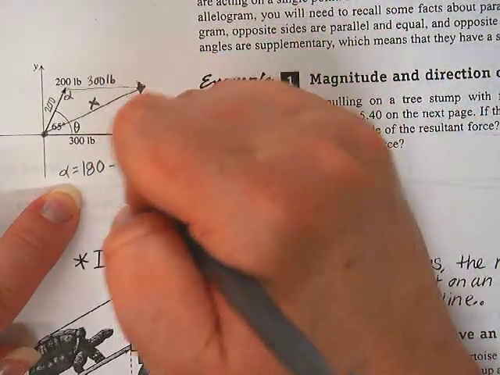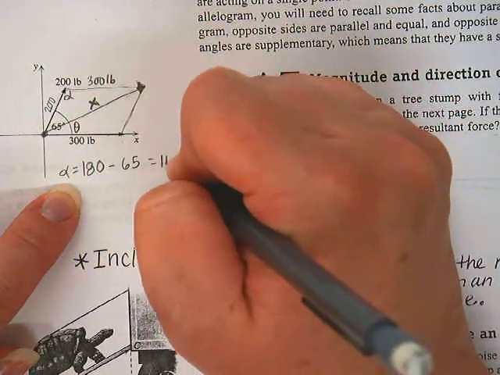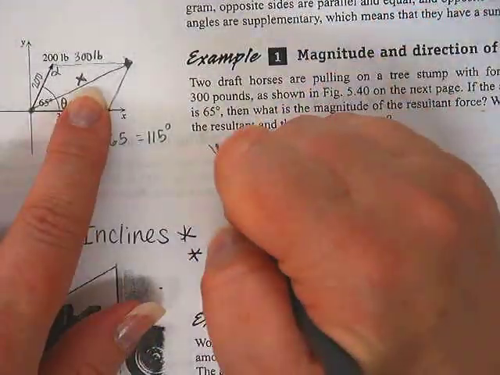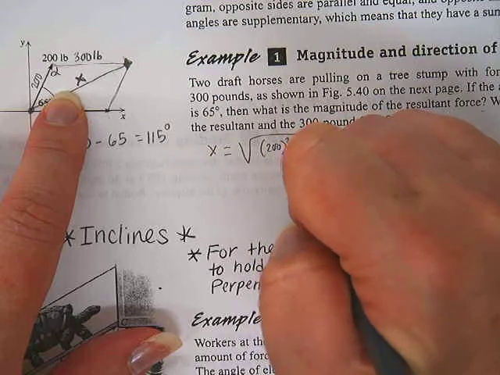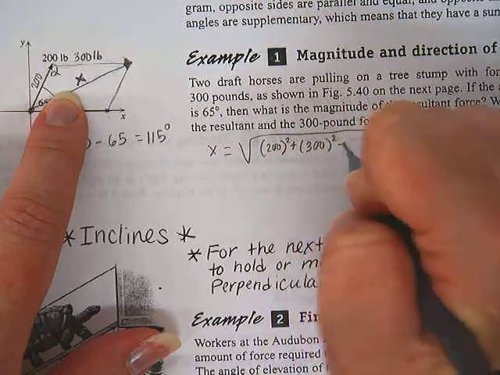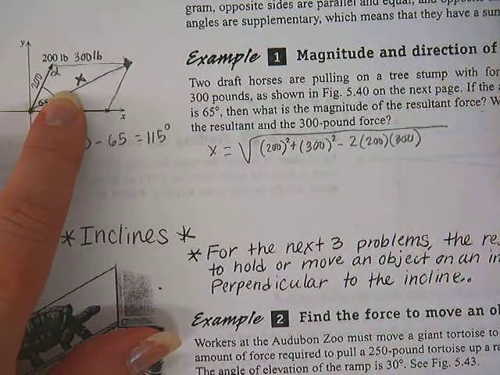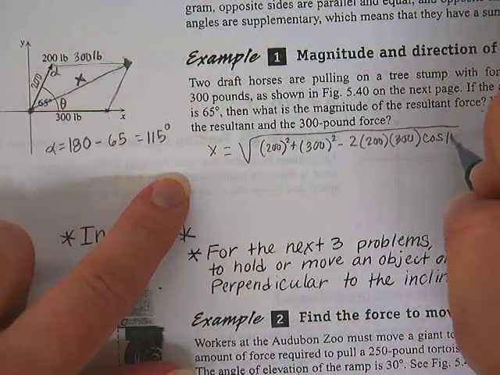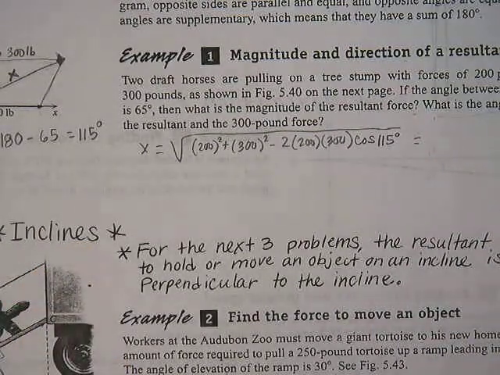Yes, because of what I just said about parallelograms, the consecutive angles add up to 180. So 180 minus 65, because that's this and this angle in our parallelogram. So that gives us what, 115? Okay, so now we just need to remember how to use law of cosines to find x. X will be the square root of 200 squared plus 300 squared minus 2 times 200 times 300. Notice how it's really handy if you have that formula memorized and don't have to keep looking it up. And then cosine of 115. Okay, put it in your calculator. Tell me what you get.